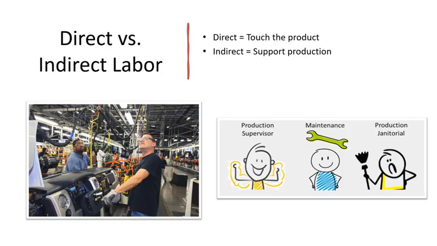Just like there's direct and indirect materials, the same holds true for labor, direct and indirect labor. Direct labor, we call that the touch cost. It's the hands-on team, the folks at Kia wiring dashboards. But lots of essential factory roles don't touch the product directly. Production supervisors, maintenance, production janitorial, that's indirect. So next time you hear labor, ask, can we trace this person's time to a single unit? If yes, direct. If no, indirect.